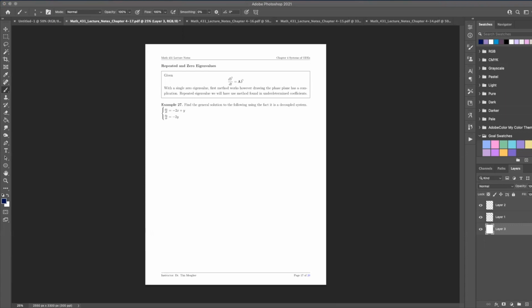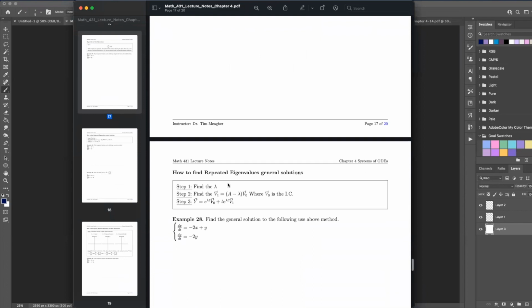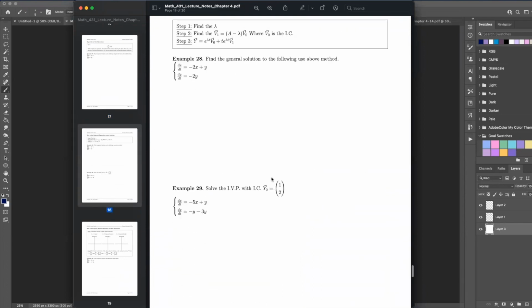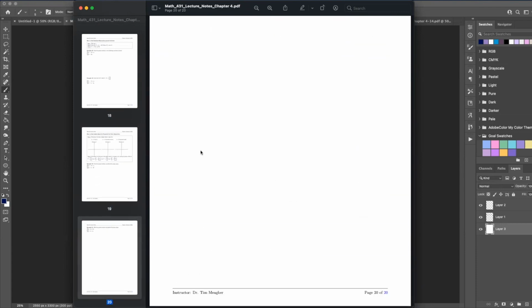I need to finish this chapter because we'll probably finish this on Monday. All we need to do now is figure out how to do the repeated, and we will do it a bunch of times. You're just going to follow this. It's actually a really quick method, and I'll teach you how to draw them, and then we're done.